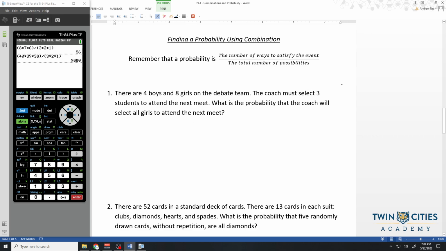Okay, so there are 2 parts we have to find. The first part is the number of ways to satisfy the event. To satisfy the event, we need to pick 3 students that are all girls. Okay, so we need 3 of 8 students, girls. And we need to do this over the total number of ways to do this, which is 3 out of a total of 12 students, because 8 girls and then 4 boys.